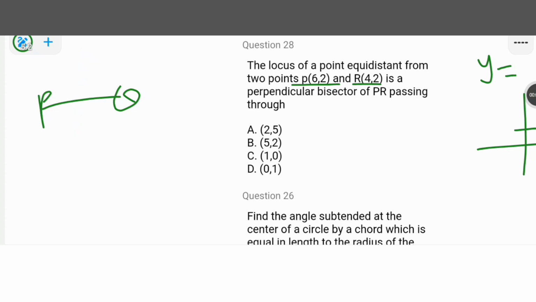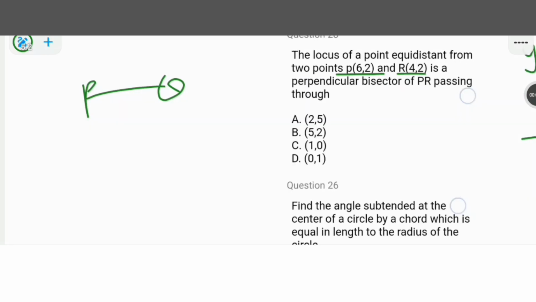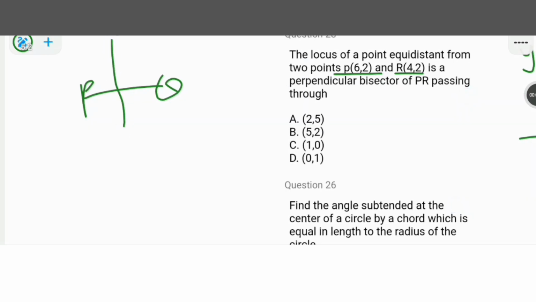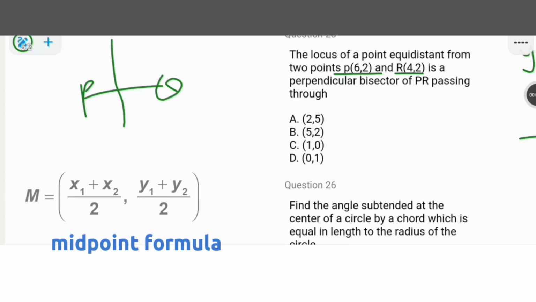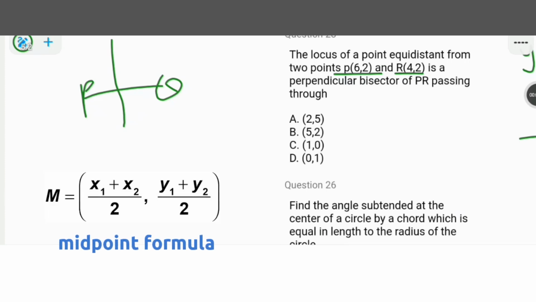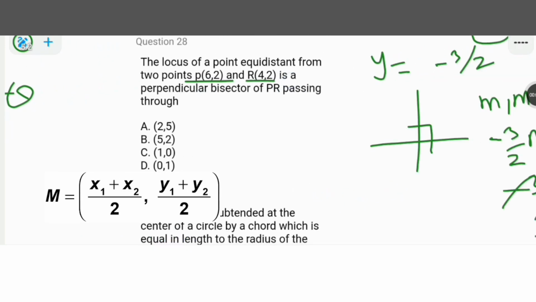So that line will pass through the middle of P and Q. So to find the middle of P and Q, all you have to do is just use the formula that will help you to find that. That's the midpoint formula. So just check the first value of x here. The first value of x, as you can see here, is 6. That's x1. The second value of x is 4. So add it together and divide by 2. So 6 plus 4, divide that by 2.